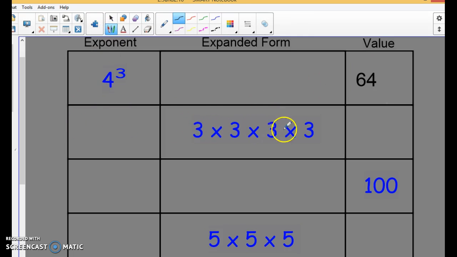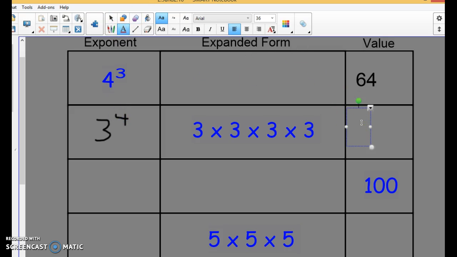So I have a 3, 3, 3, 3. So that would be 3 to the 4th power. And then 3 times 3 is 9. 9 times 3 is 27. 27 times 3 is 81.